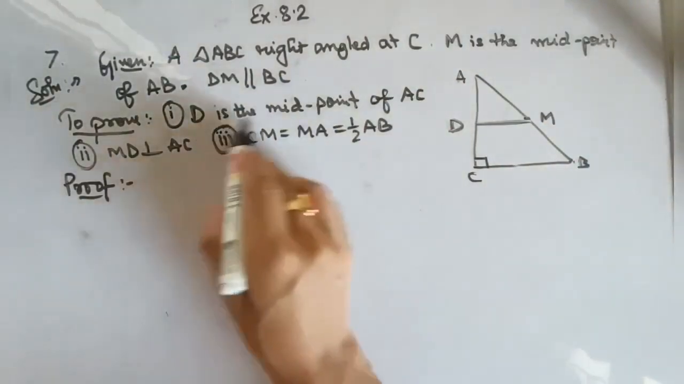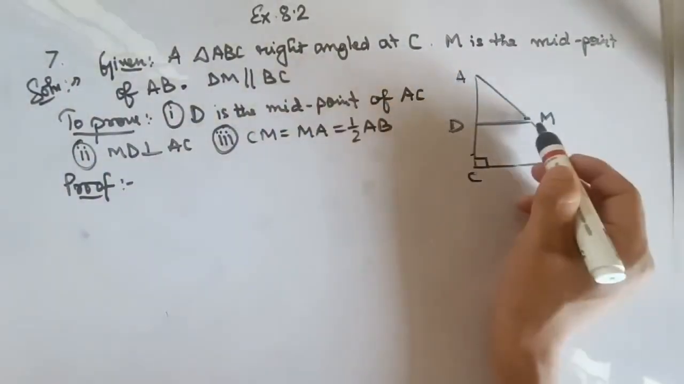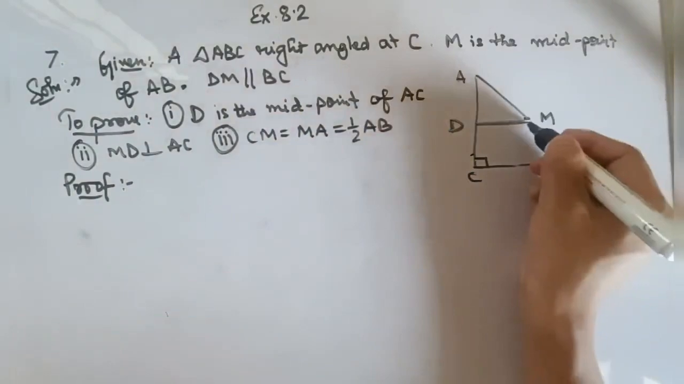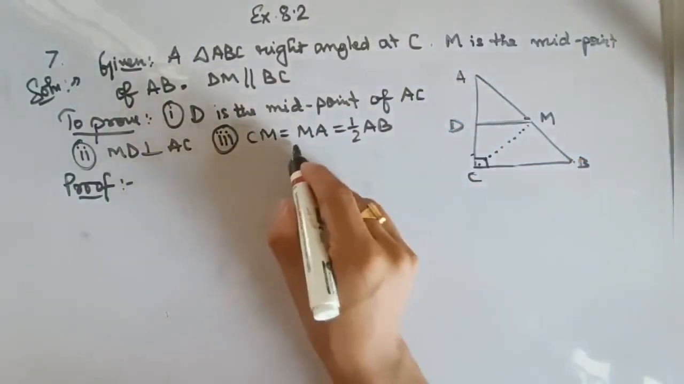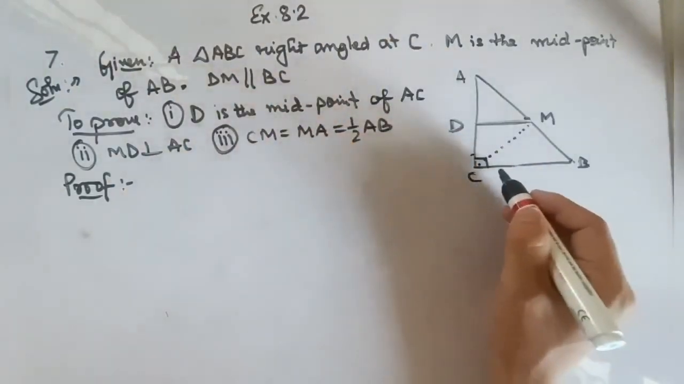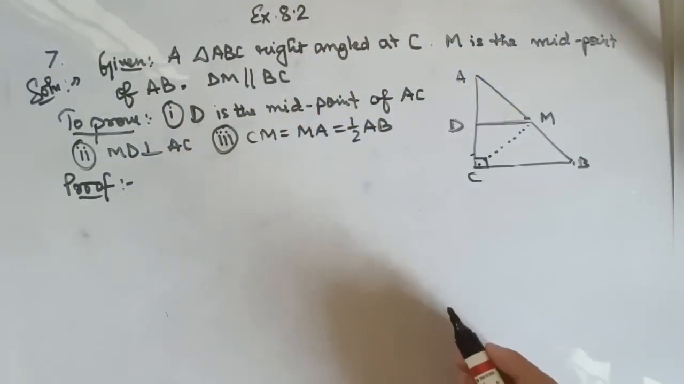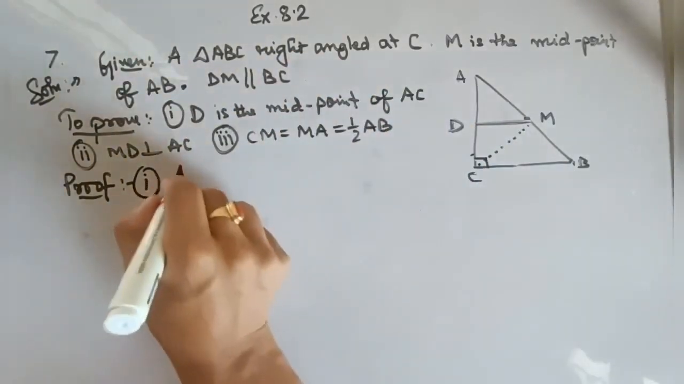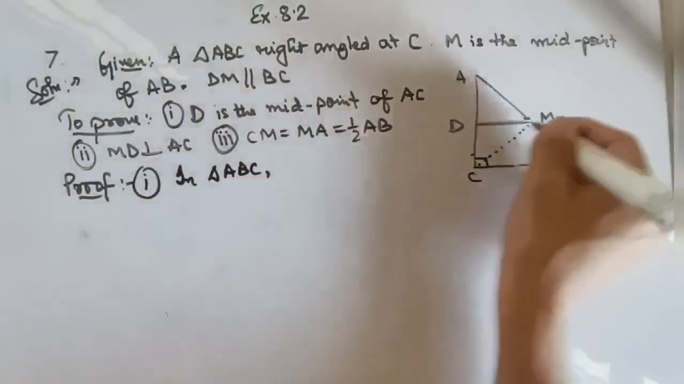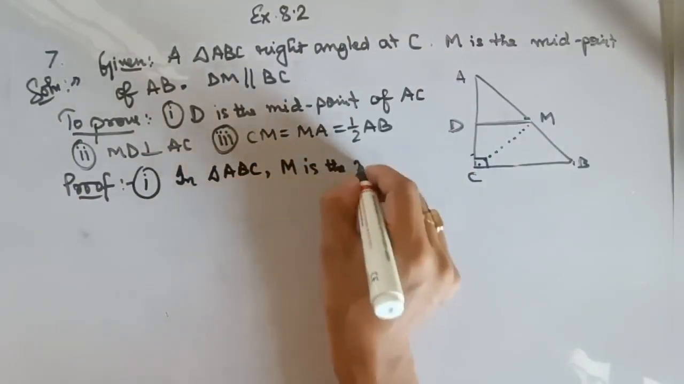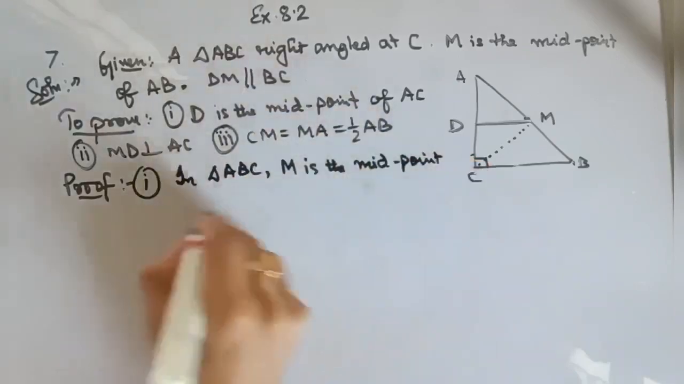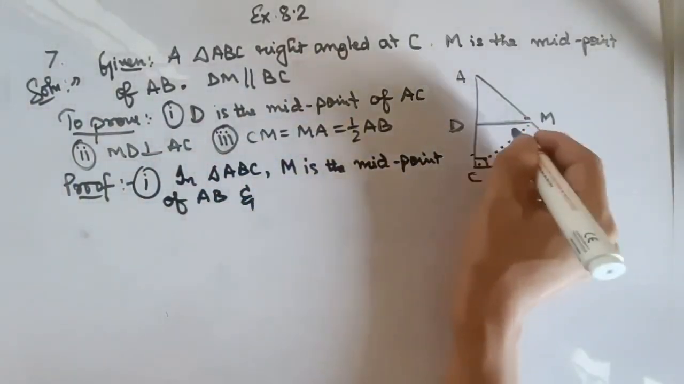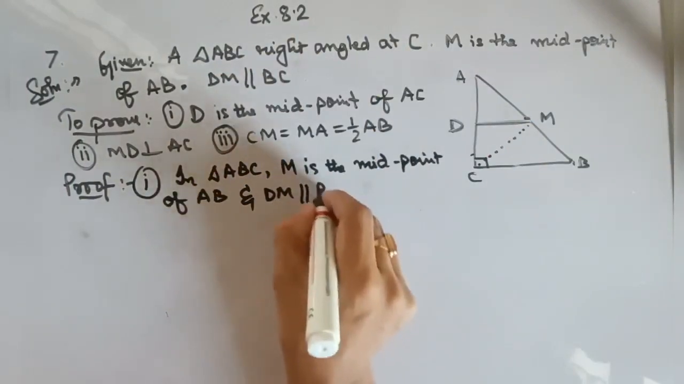Now we are going to prove that D is the midpoint of side AC, MD is perpendicular to AC, and CM, that is this line, CM is equal to MA is equal to half of AB. So let us try to prove the first one, that D is the midpoint of AC. In triangle ABC, M is the midpoint of side AB, and MD, that is DM, is parallel to BC.